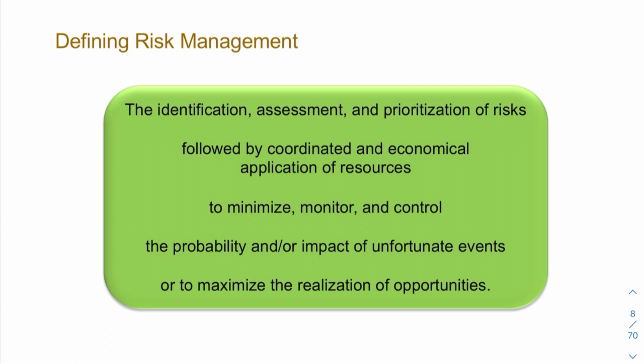So when we talk about risk management, we're talking about a few things. There are a lot of words here, and they're all separated just to make it clear. Risk management is identification, assessment, and prioritization. Prioritization means a ranking of risks. So the first step is you identify your risks and you rank them.